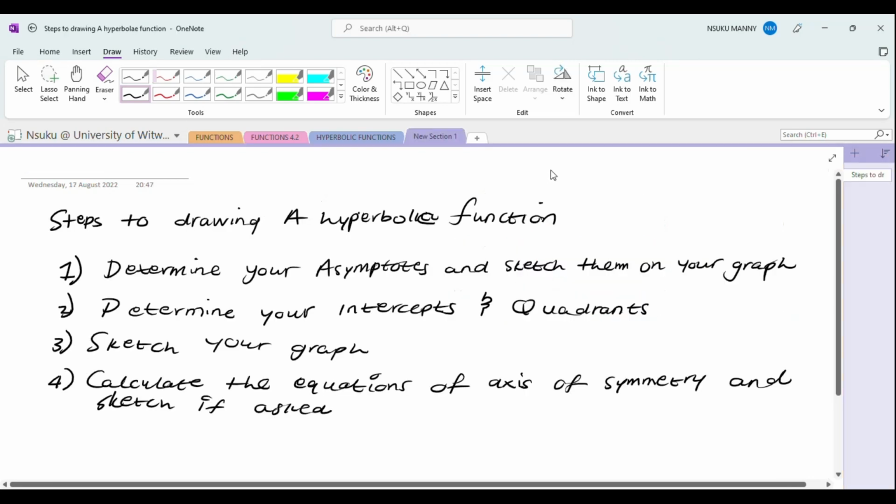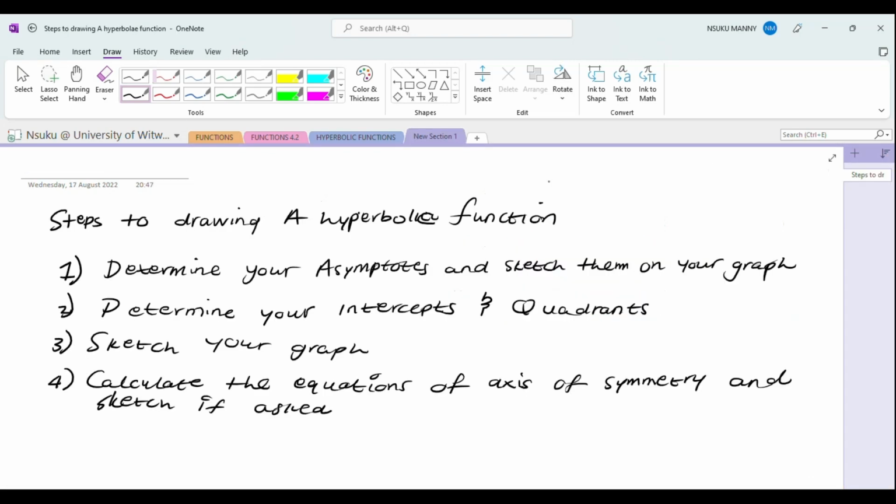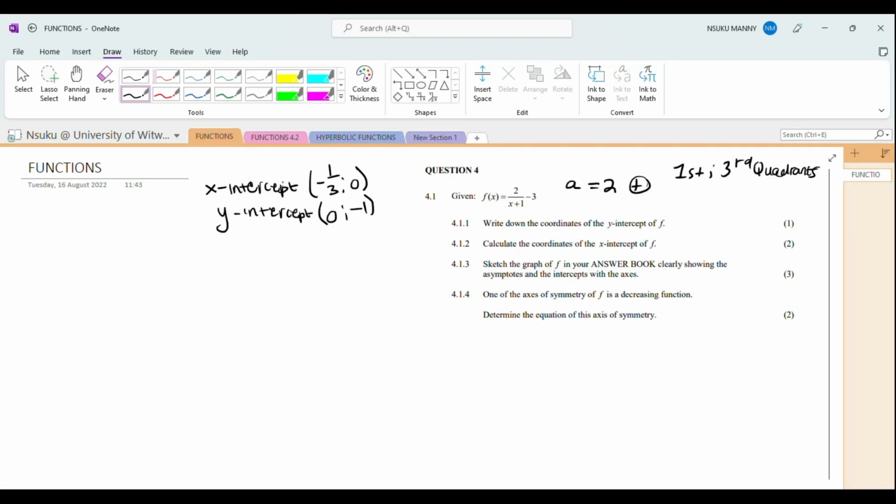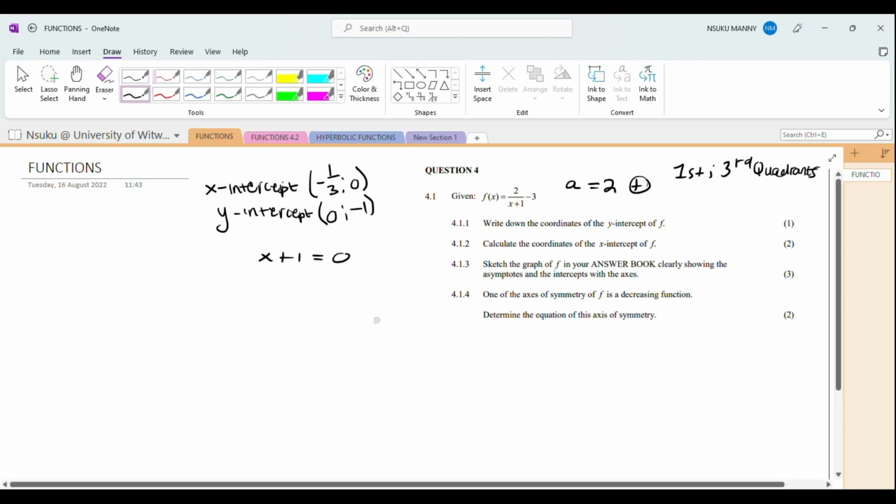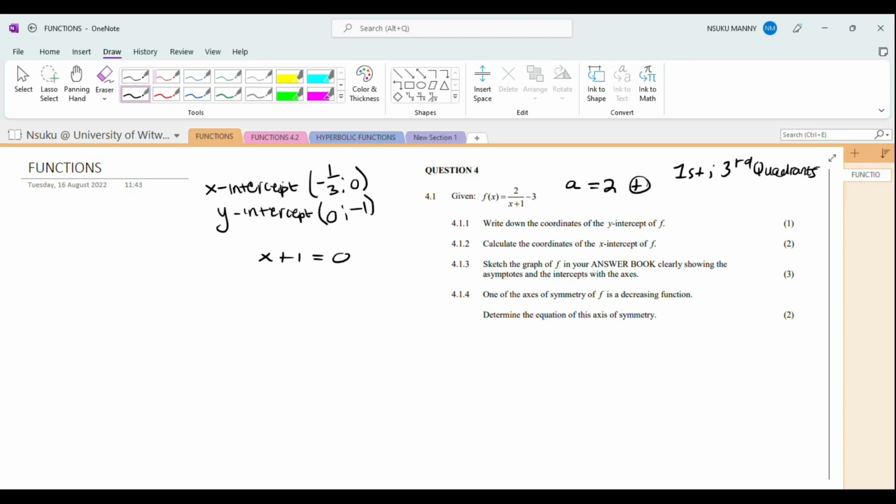So step 1 says determine your asymptotes and sketch them on your graph. So we're just going to do that. Our asymptote is x plus 1 equals 0. Every single time you want to determine your vertical asymptote, you take the denominator and make it equal to 0. The reason is that an asymptote is a point on the graph where the graph is basically undefined. So it's not going to touch that point.